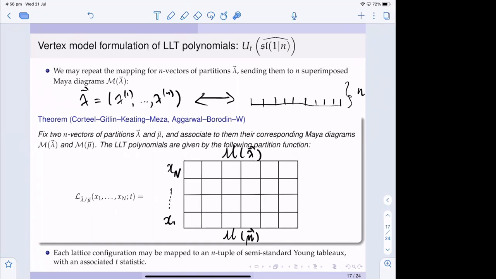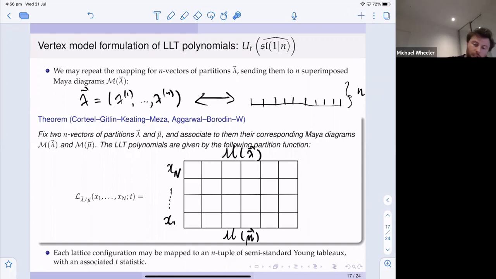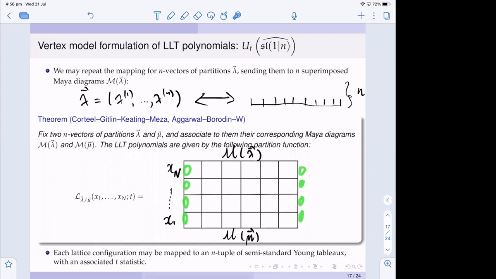Michael, can I ask a question? Yes. On the left and on the right, your boundary conditions, do you just have zeros? Yeah, so I should have said that. Indeed, these are all zeros, just empty, nothing here. And then, of course, from the vertex model point of view, it's very natural to put parameters also on the bottom and the top, as inhomogeneities. Is that interesting? Is that an interesting function?